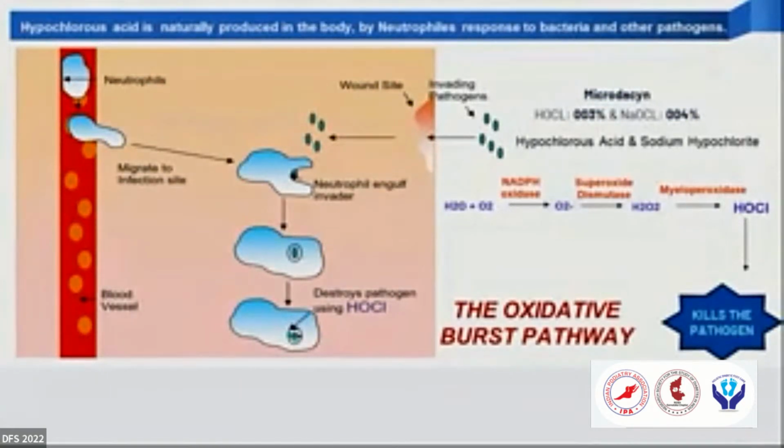Once the neutrophil takes over the pathogen, the water and oxygen, in the presence of NADPH, are converted into peroxide and further converted into hypochlorous acid. And it is this hypochlorous acid which kills the pathogens in our body. This same hypochlorous acid is also present in this particular solution. So what we are trying to do is, if there is an infection, along with the body's immunity working for the wound, we are also helping it do better by providing hypochlorous solution externally.